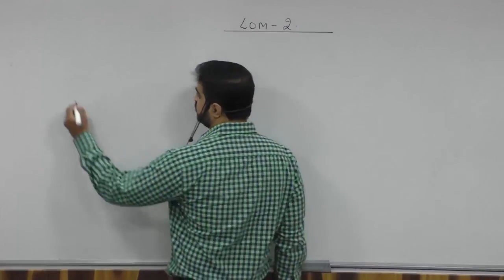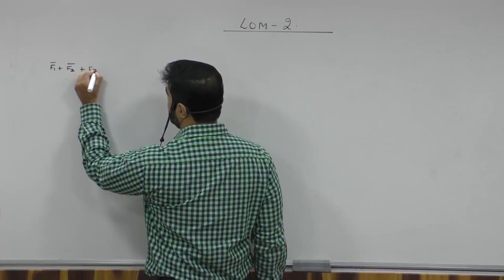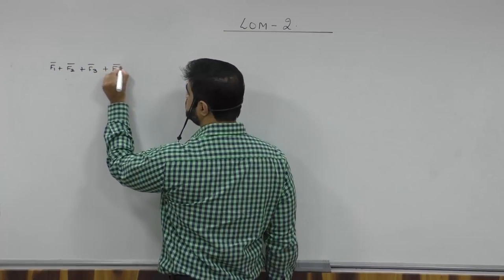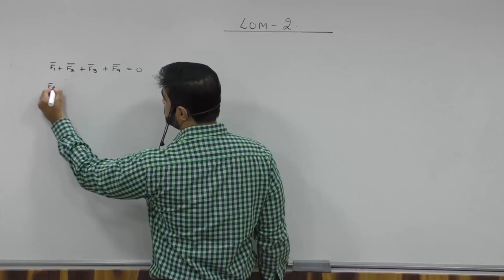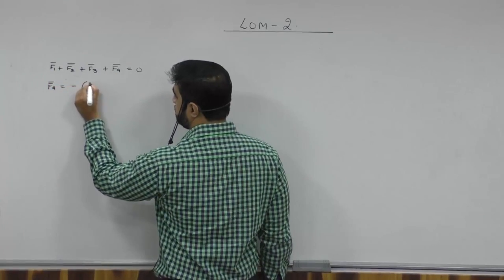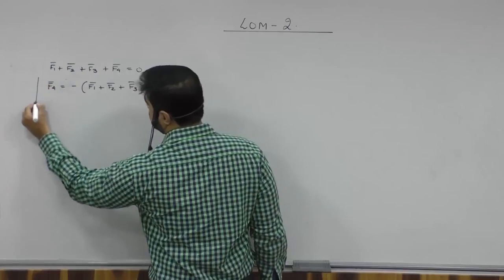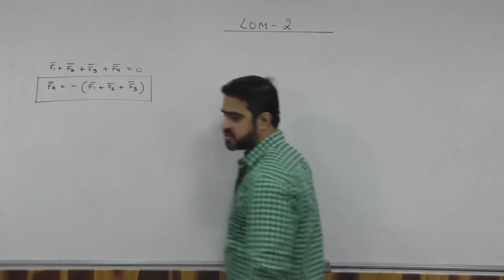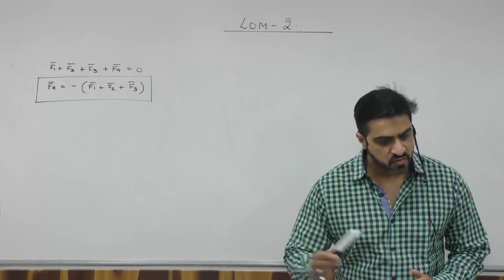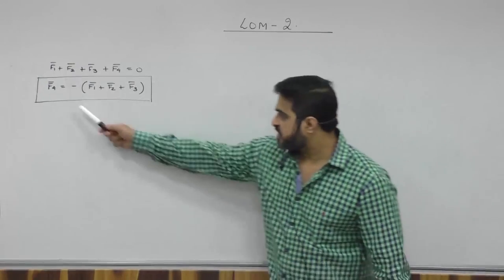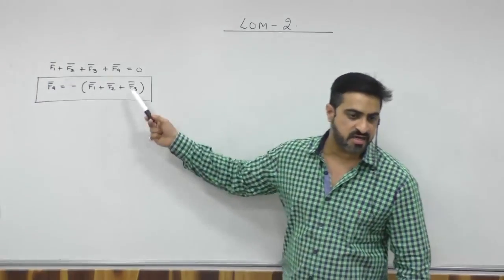Suppose there are four forces acting on the body, so I can write F1 bar plus F2 bar plus F3 bar plus F4 bar is zero. Suppose I don't know F4 bar, so F4 bar can be written as minus of the sum of the others. This is how we calculate the unknown force which is not given in the question. Summation of all the forces is zero, F1 plus F2 plus F3 plus F4. So if I don't know F4, I can calculate F4 as minus of sum of all the other forces. When I do the numericals, you will understand at that time. Just write right now.